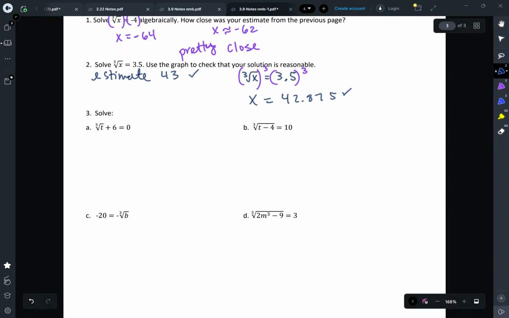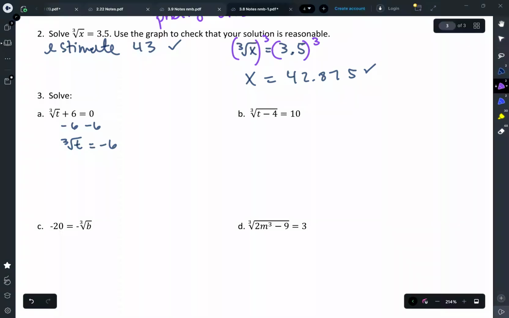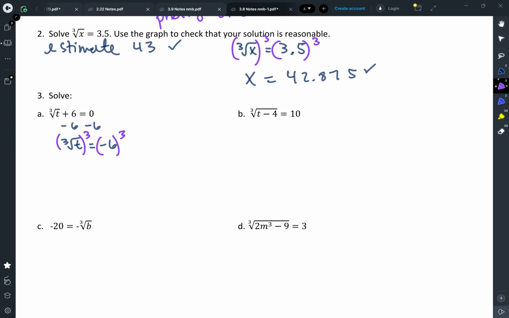So for the solving, remember, we're always trying to isolate our root. So on A, we would subtract 6 on both sides. And then I have the cube root of t equals negative 6. So once I have the cube root by itself, I need to raise both sides to the third power. So a third power and a third root will cancel. And the root part is gone as well. It's not like it only cancels the 3 and you still have a square root left behind. It's just t now. On the other side, negative 6 to the third power is negative 216.